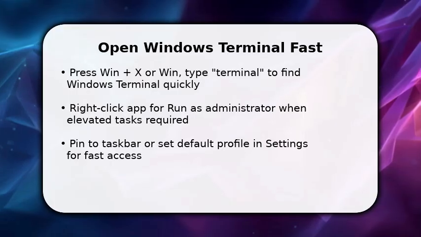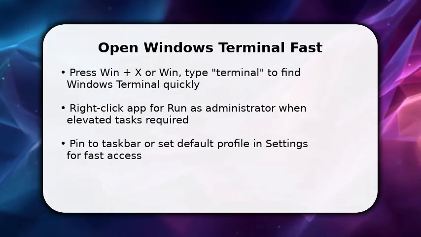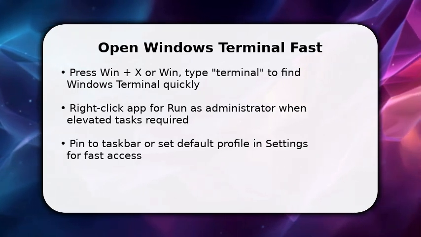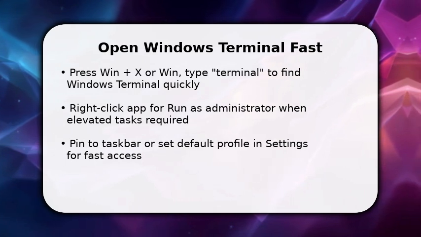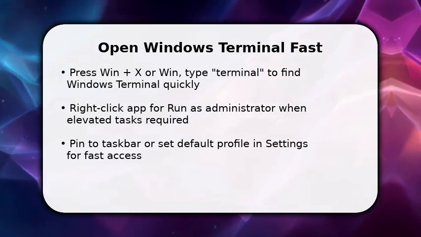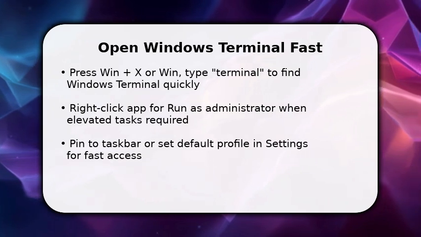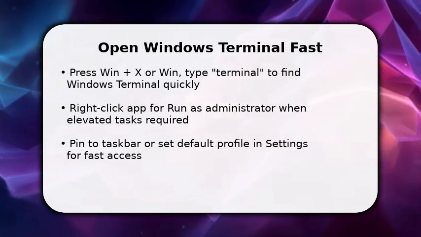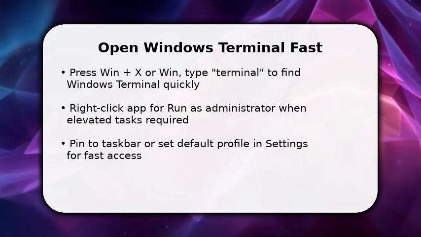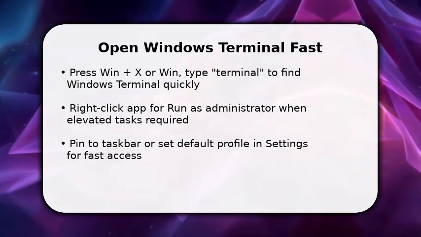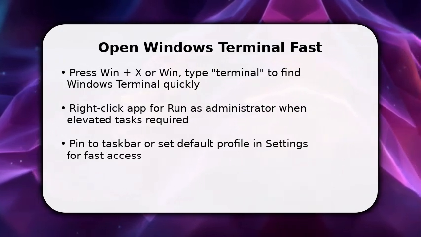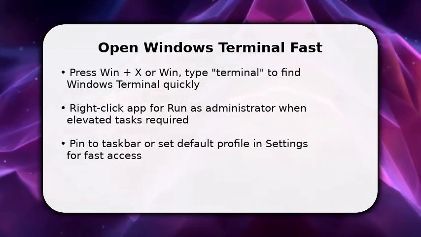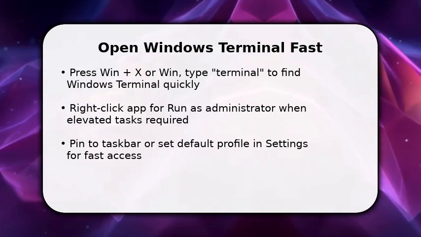Enjoy the video. You start by launching Windows Terminal and getting immediate access. Press Win plus X or press Win and type Terminal, then open it. Once done, right-click the app and choose Run as Administrator if you need elevated permissions, because some commands require them. Make sure to pin the terminal to the taskbar and set your default profile in Settings so future starts use your preferred shell. This saves time and avoids repeated setup steps before you run real commands.